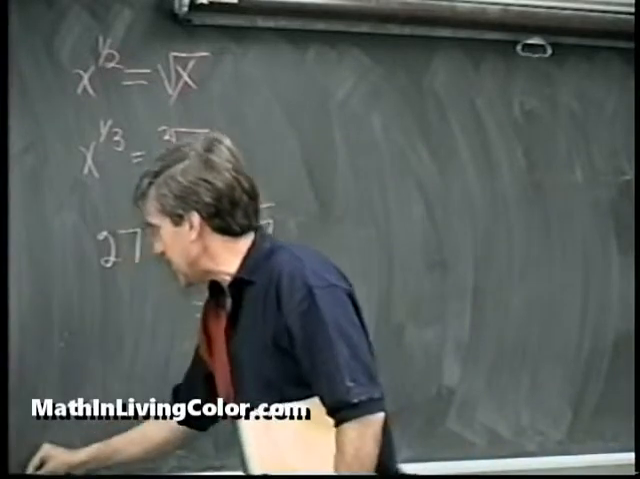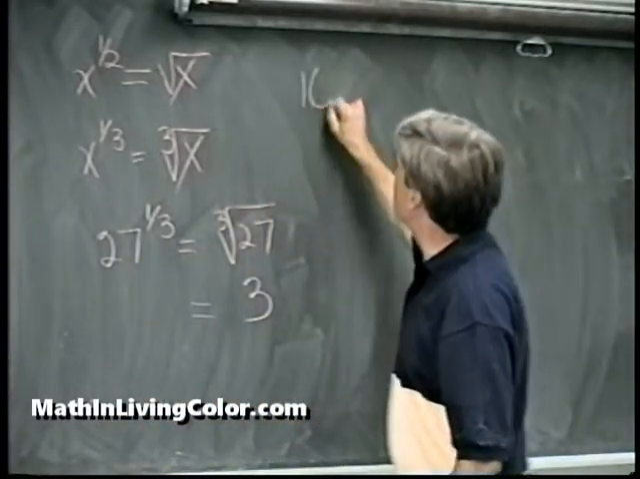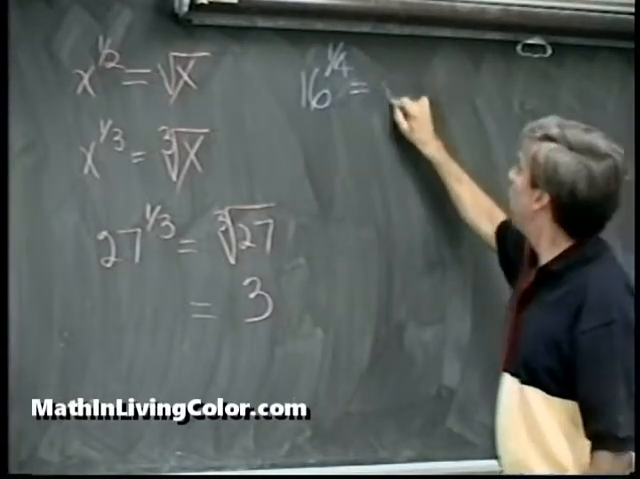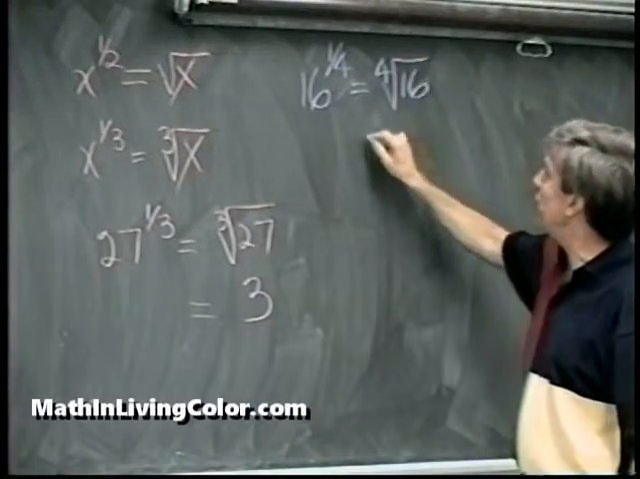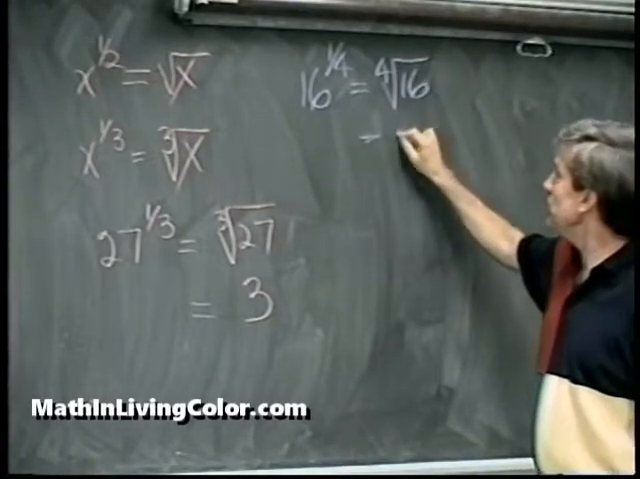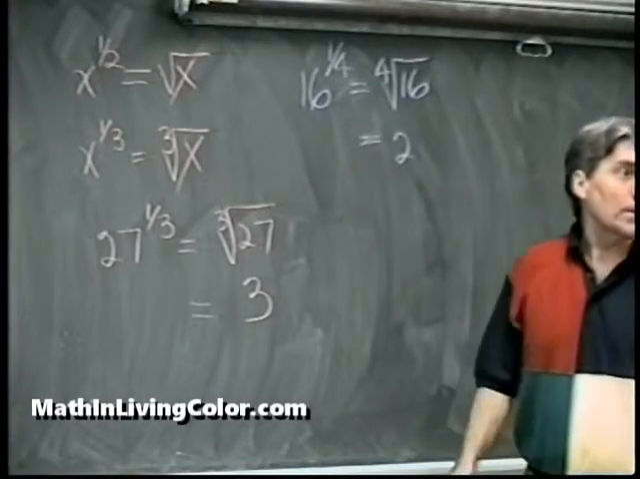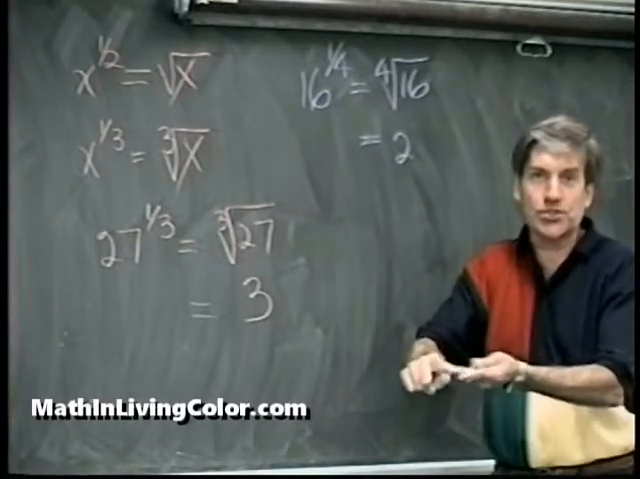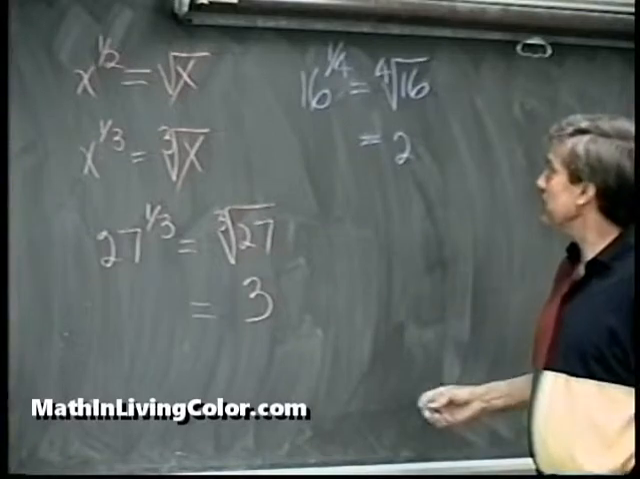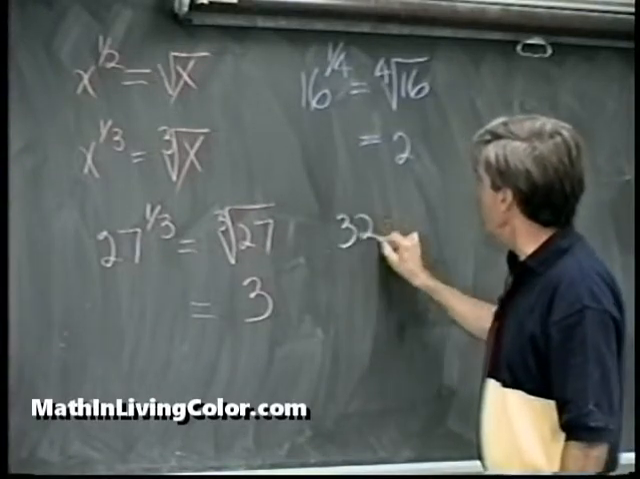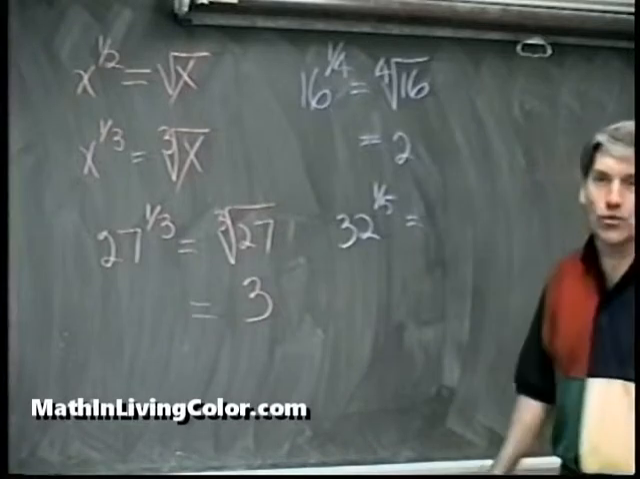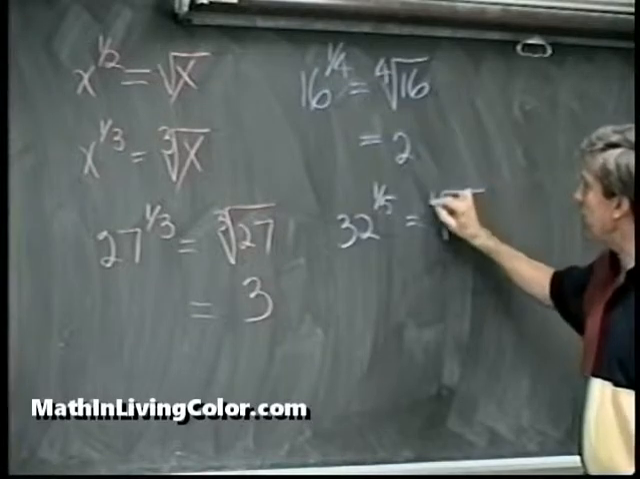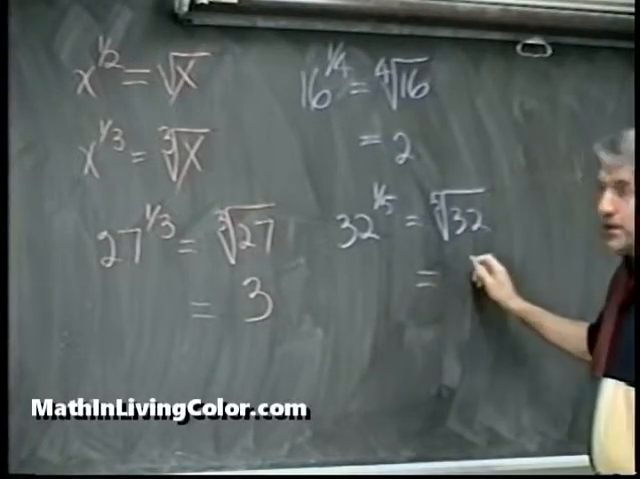What if I said 16, another number, 16 raised to the 1/4 power? Any guesses what the 1/4 power would be? 4th root of 16. And what's the 4th root of 16? 2. And how do you know it's 2? Because 2 to the 4th power, 2 times 2 times 2 times 2 would be 16. Okay? And what if I said 32 to the 1/5 power? Any guesses on that? The 1/5 power? 2. It would mean the 5th root of 32, which would be 2.